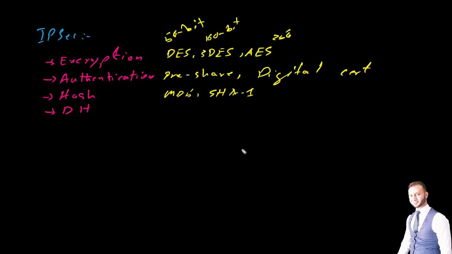Let me give you a quick example there. So let's say these are my 2 sites, and I would be using a pre-shared key between them. Let's say 1 2 5 6. So the same key needs to be configured on the other side to authenticate each other.